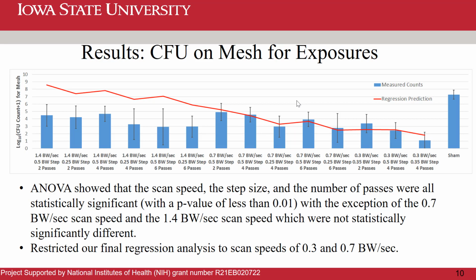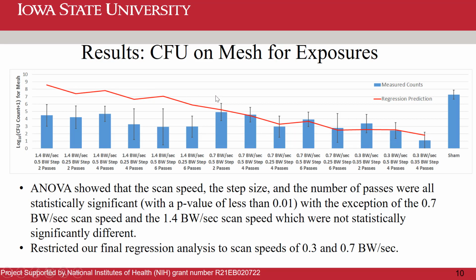Now, after completing the experiments and before doing the regression analysis, we did an ANOVA to see what was significant, and we found that they were all statistically significant with the exception of the 0.7 beam width per second and 1.4 beam width per second scan speeds. Those were not different. There seems to be some sort of plateauing effect that's occurring here that's not going to be captured by a regression analysis. And so rather than digging deeper into that, we focused instead on the slower scan speeds, which, as we can see here, gave us our better reduction in numbers of colony forming units. And so we did our regression analysis only considering the 0.7 and 0.3 beam width per second cases.